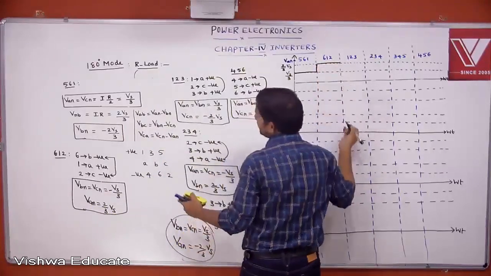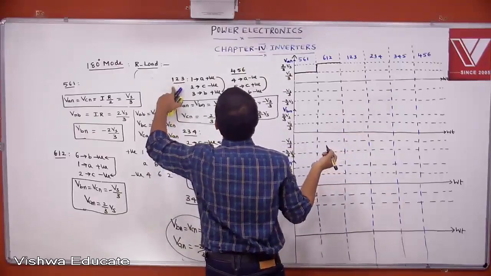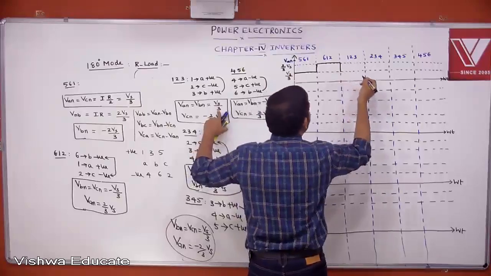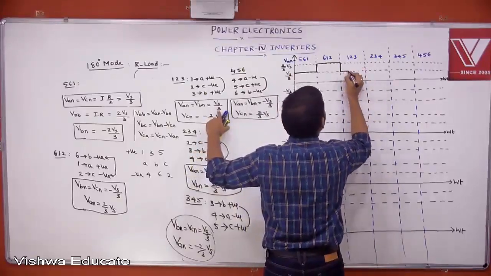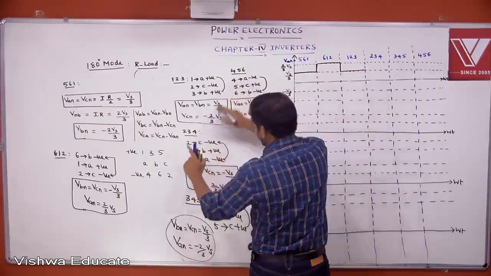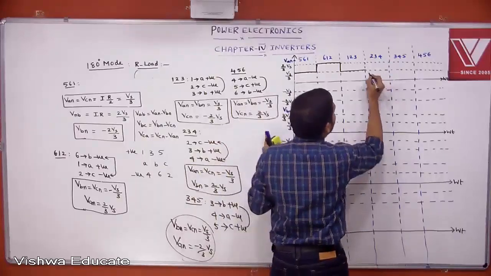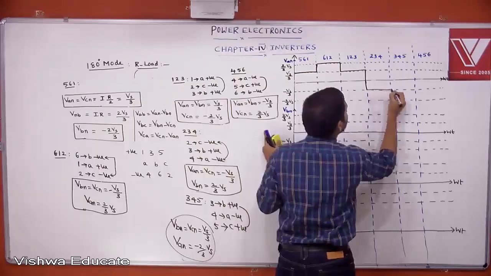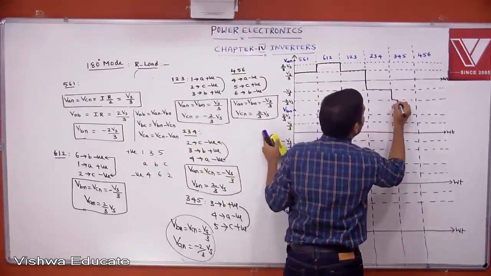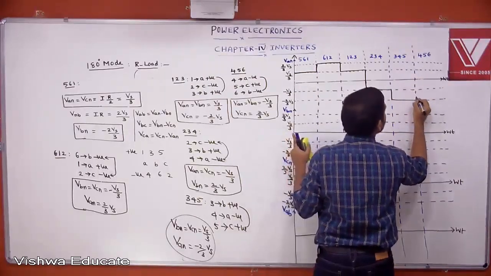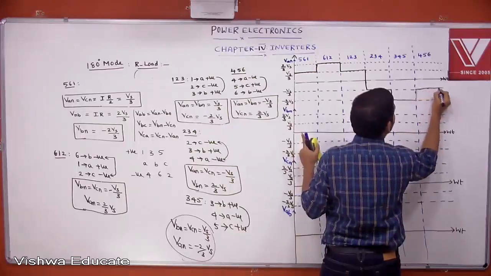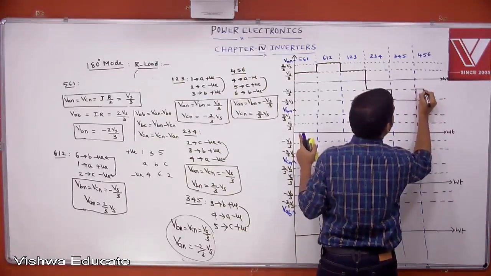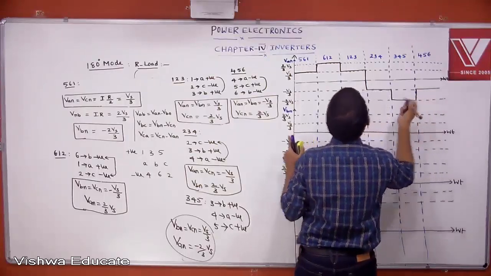2 by 3 Vs. 123 is conducting. What is the A phase voltage? Vs by 3. Like this, we can take all these values. Then directly I am drawing. Then we can get 2, 3, 4 is conducting. Minus Vs by 3. 3, 4, 5 is conducting. Minus 2 by 3 Vs. 4, 5, 6 is conducting. Minus Vs by 3. Can get this like this.